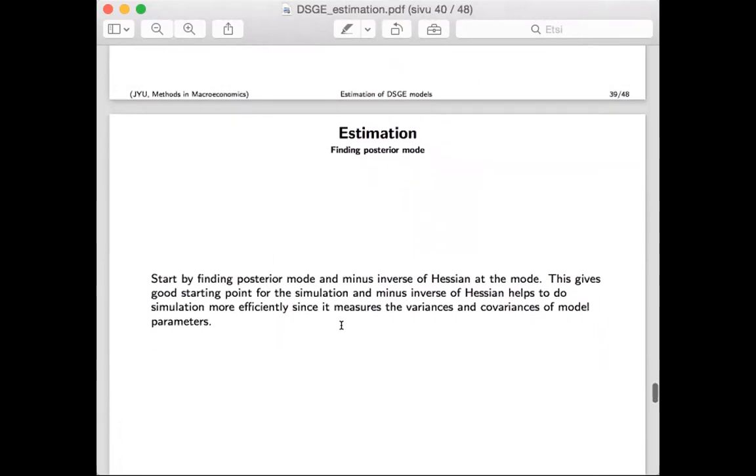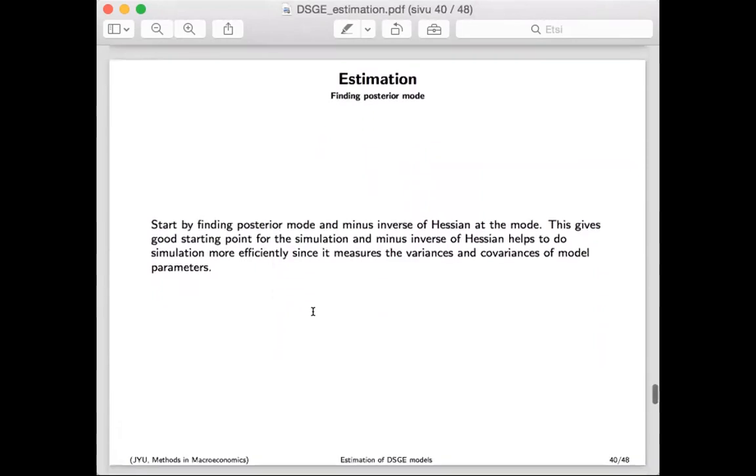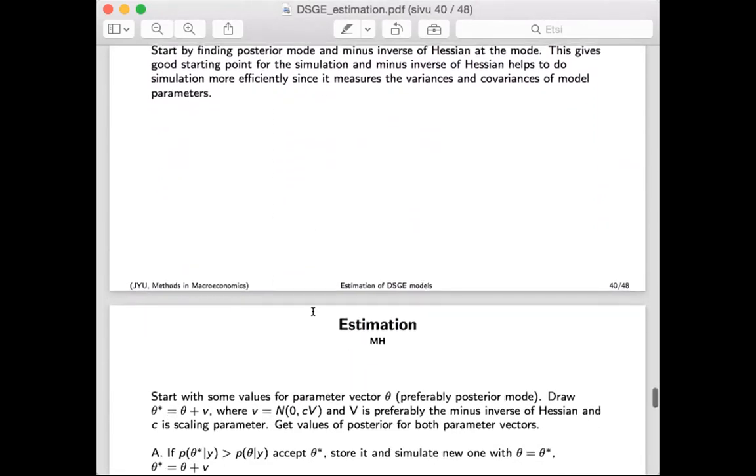So the process starts by finding the posterior mode and the so-called minus inverse of the Hessian at the mode, which measures the variance and covariance of the model parameters. And this helps to start the estimation simulation.